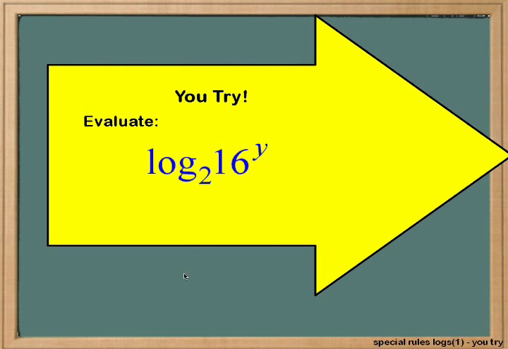All right, so welcome back. Let's see how you did. Here's the answer to your problem. The answer is 4y.